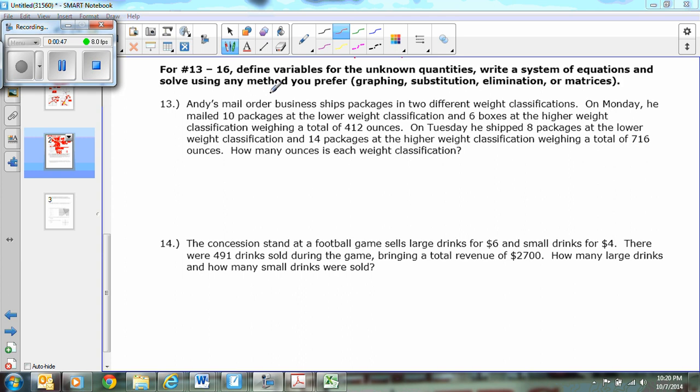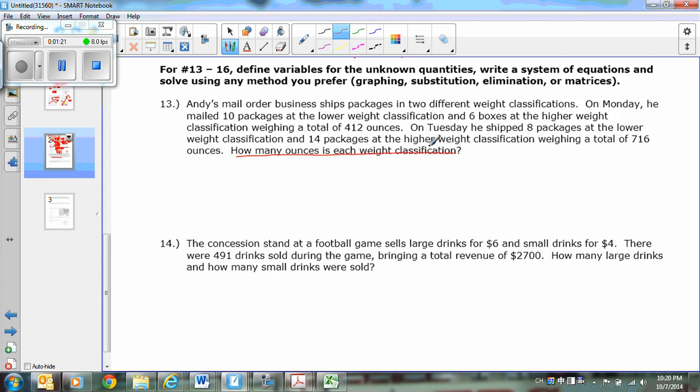It says Andy's mail order business ships packages in 2 different weight classifications. On Monday, he mailed 10 packages at a lower weight classification and 6 boxes at a higher weight classification, weighing a total of 412 ounces. On Tuesday, he shipped 8 packages at a lower weight classification and 14 packages at a higher weight classification, weighing a total of 716 ounces. Now, take a look at the question. How many ounces is each weight classification?